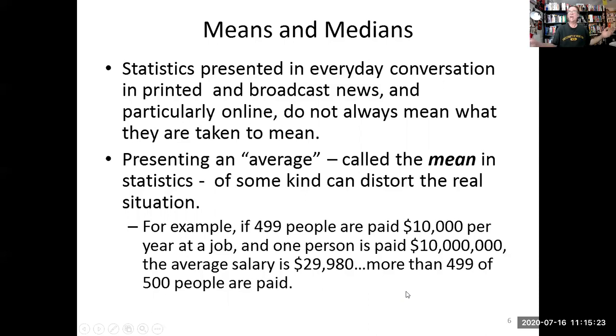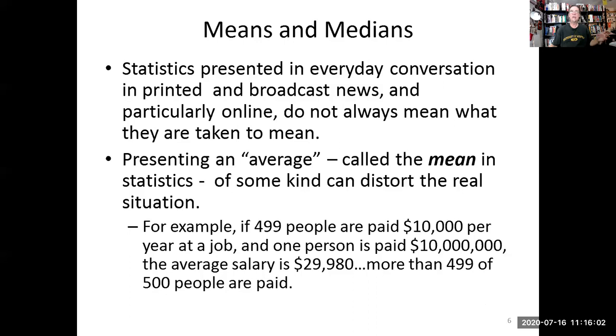Let's say you have a town, 500 people live in a town. What's the average income in that town? Well, you add up everybody's income, you divide by 500. Let's say 499 make $10,000 a year, but one makes 10 million. If you take that average, it's about $30,000. And you'd say, okay, the average income in this town is $30,000. That's not so bad. But only one person makes more than $10,000. So that $30,000 average doesn't tell you what is really up in that town.